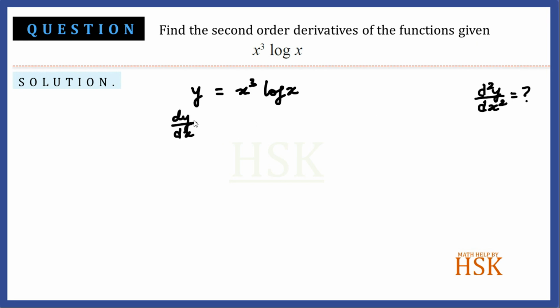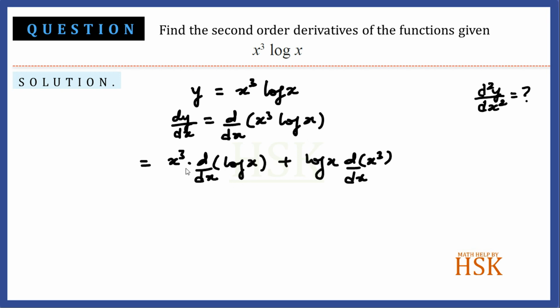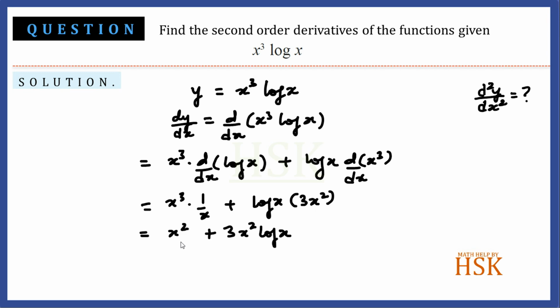Okay, so dy by dx would be equal to d by dx of x cube into log x. So you can see it is in the form of product of two functions. So we are going to apply the product rule, and this would be equal to first function into differentiation of second function plus second function into differentiation of first function. So this would be equal to x cube into 1 by x plus log x into differentiation of x cube, that is 3x square. Okay, and this can be written as x square plus 3x square log x.